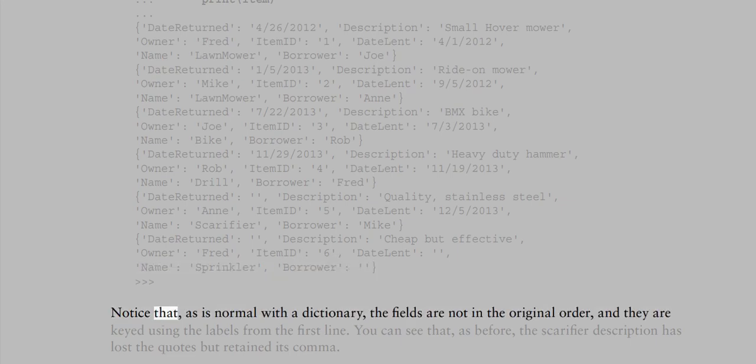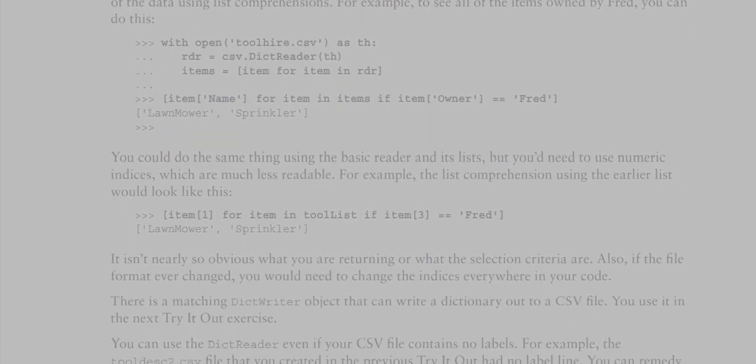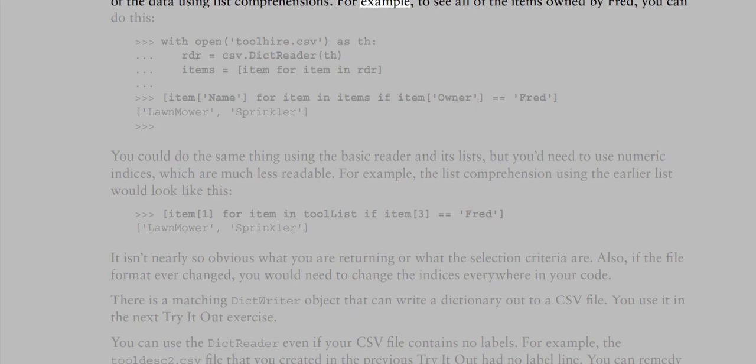Notice that, as is normal with a dictionary, the fields are not in the original order, and they are keyed using the labels from the first line. You can see that, as before, the scarifier description has lost the quotes but retained its comma. If, instead of printing the items, you store them in a variable, you can do some interesting analysis of the data using list comprehensions. For example, to see all of the items owned by Fred, you can do this: with open('toolhire.csv') as rdr = csv.DictReader, items = [item for item in rdr], then item['name'] for item in items if item['owner'] == 'Fred', which gives lawnmower, sprinkler.